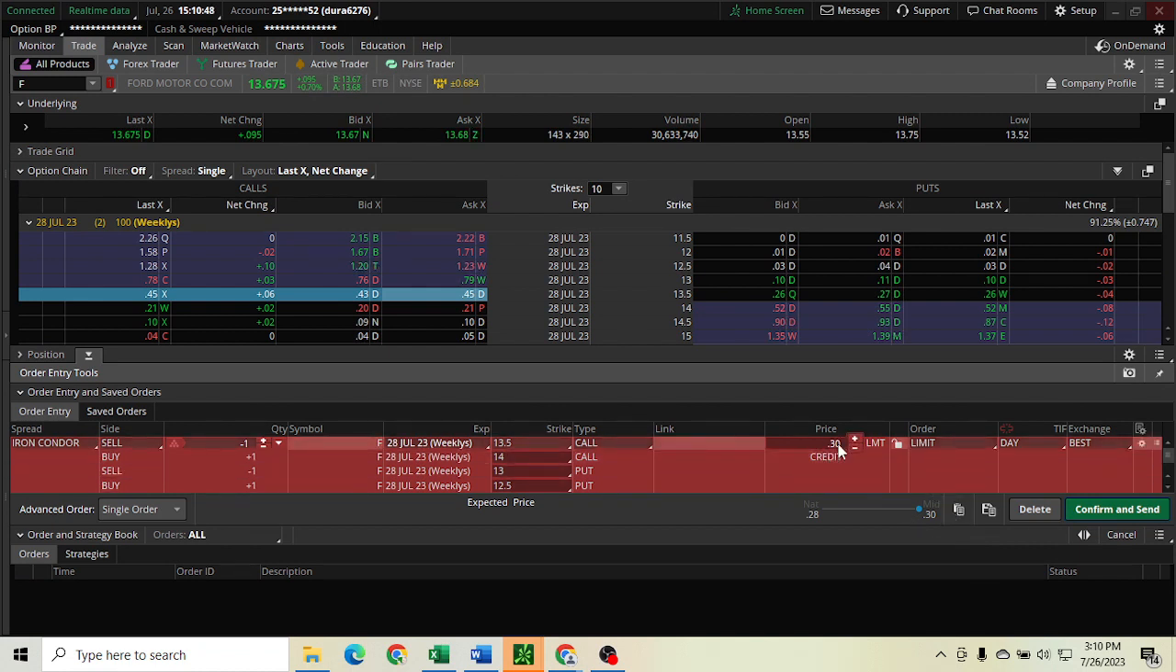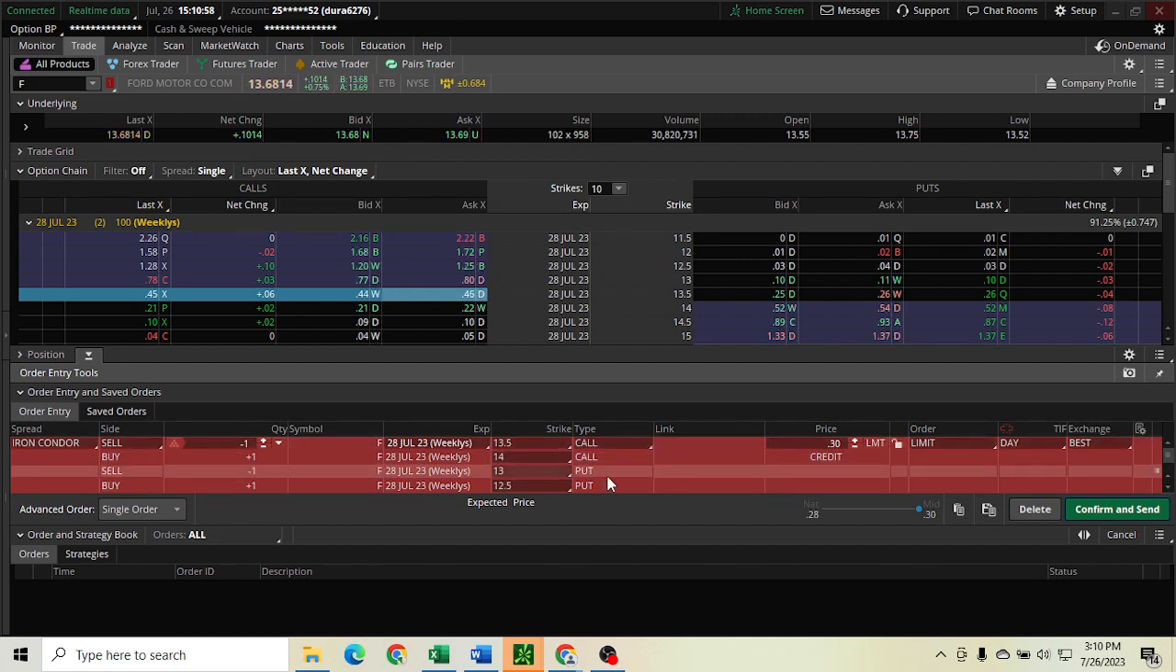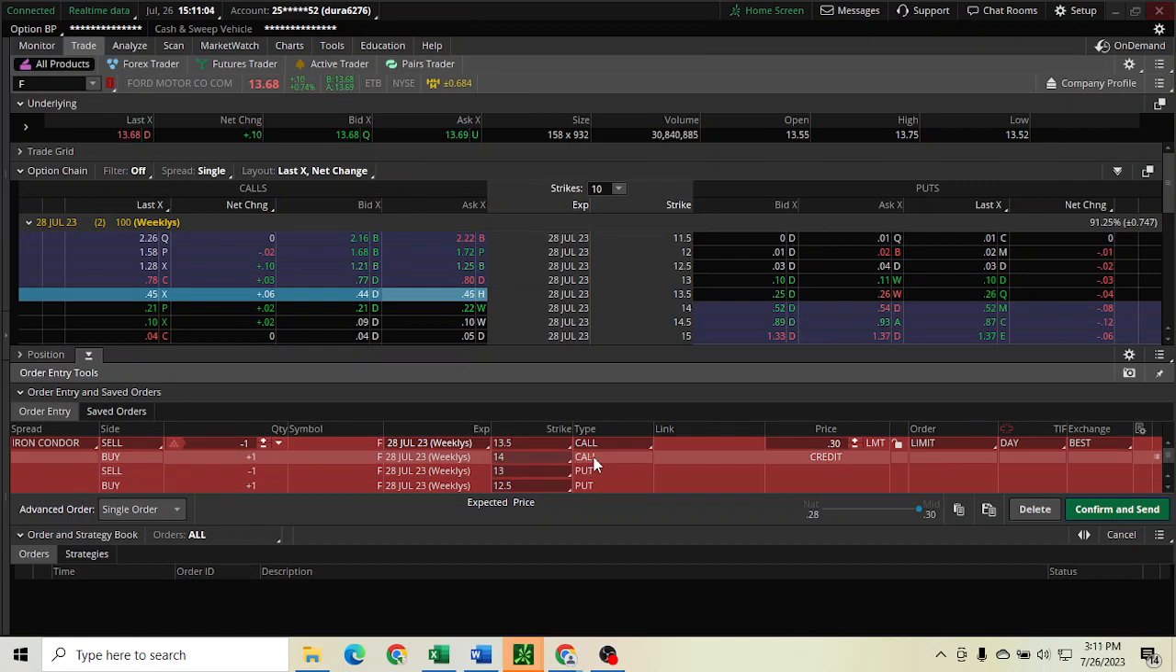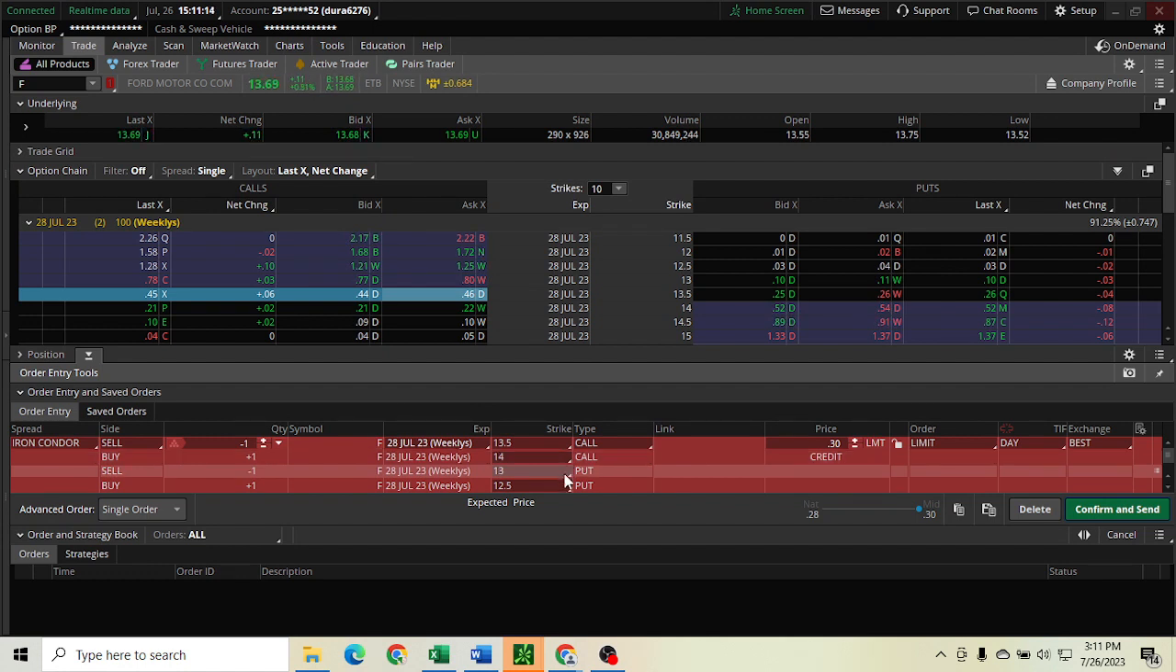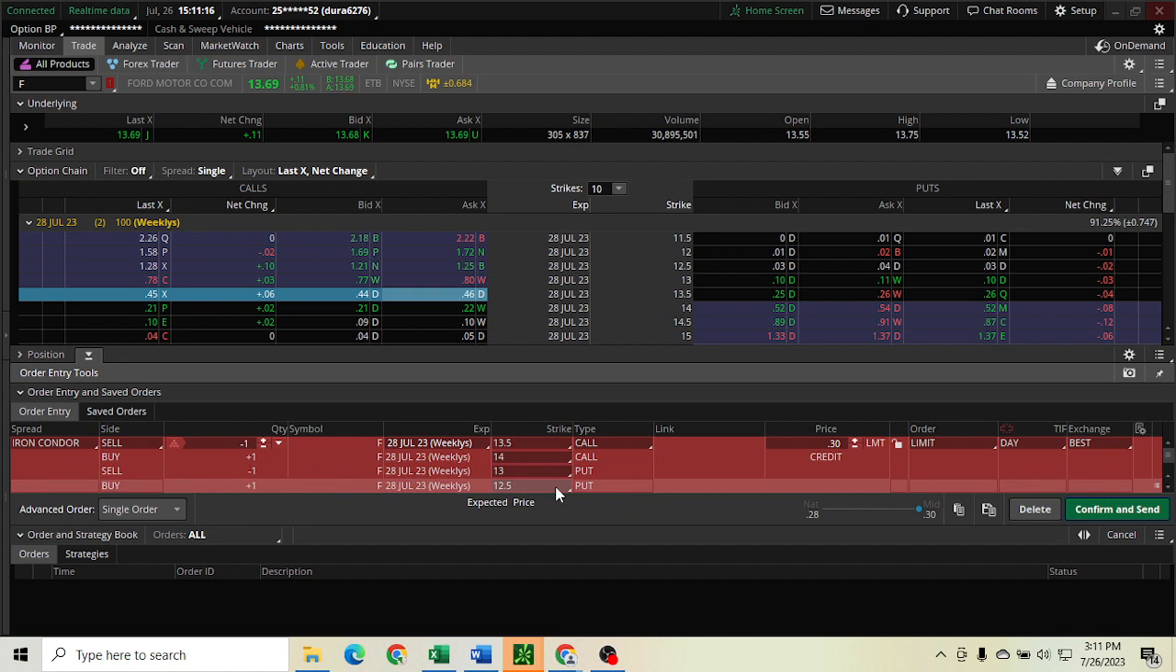That's how you know you're selling it. It's also all red. That's also how you're selling it. So this is a credit right here. And if you look, here are the two calls and here are the two puts. Power E-Trade does this opposite. This doesn't look right to me, just in my head. But these actually are correct.